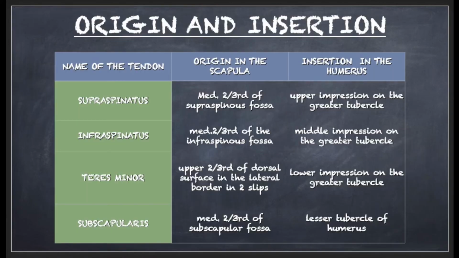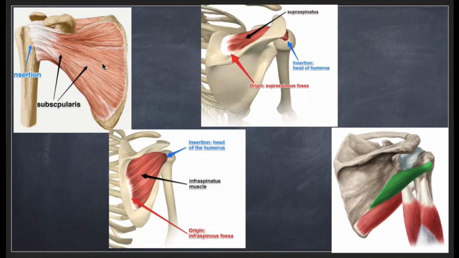Now the last one is the subscapularis. Its origin is the medial two-thirds of the subscapular fossa and its insertion is into the lesser tubercle of the humerus. So this is the subscapular fossa, this is the subscapularis muscle, as you can see, and the insertion is into the lesser tubercle. All three, the supraspinatus tendon, infraspinatus tendon and teres minor tendon, get inserted into the greater tubercle, except the subscapularis, which gets inserted into the lesser tubercle. This you have to remember.